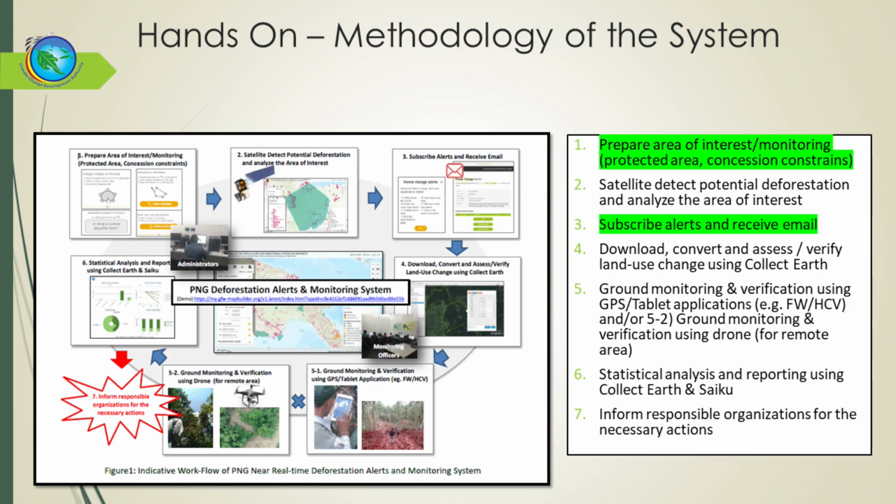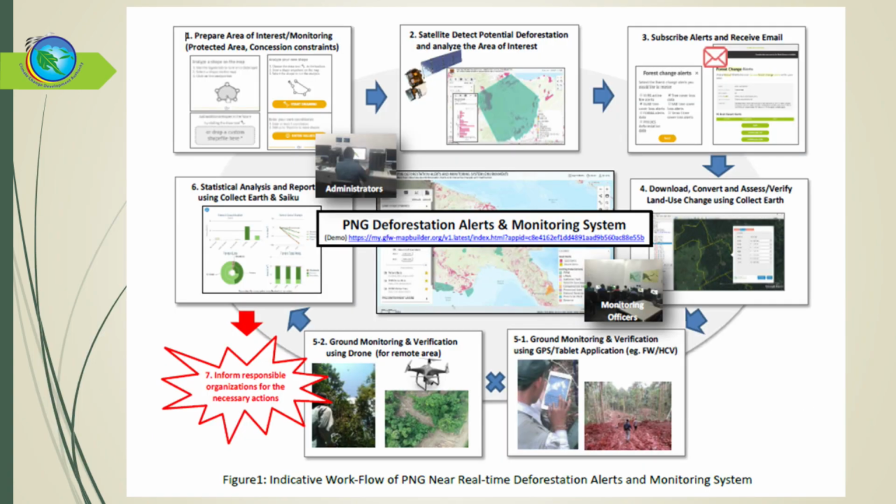Step 1 involves us preparing an area of interest using the DAMS. Once this is done, step 2 comes into play, where a satellite detects potential deforestation and analyzes the area of interest we have created. In step 3, we subscribe to alerts and receive email notifications on our area of interest. Step 4 requires us to download and convert these data to assess and verify land use change using Collect Earth, which is a free software tool used for monitoring land use and land cover changes by combining satellite images with ground-based data.